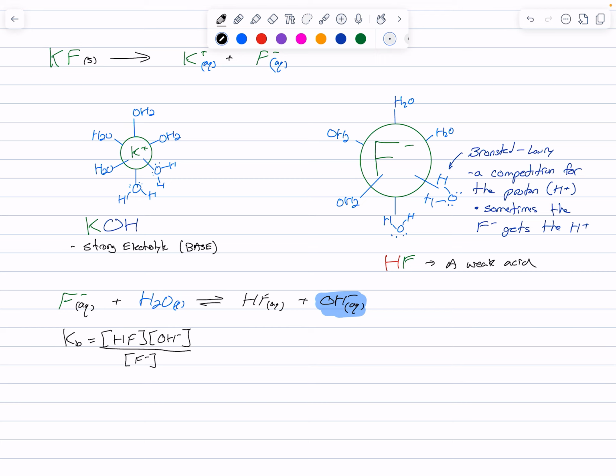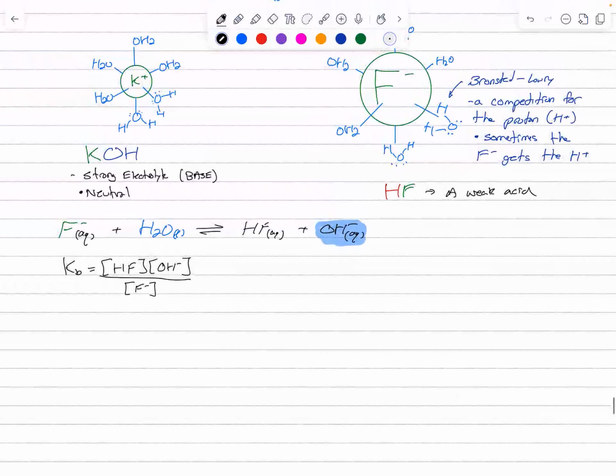We call this neutral because it's from a strong electrolyte. But the fluoride is not neutral, right? It's a base, okay? So now, how do we know which one of these ions undergoes hydrolysis? That's a great question, isn't it? And so the question would be, how do we identify these things?